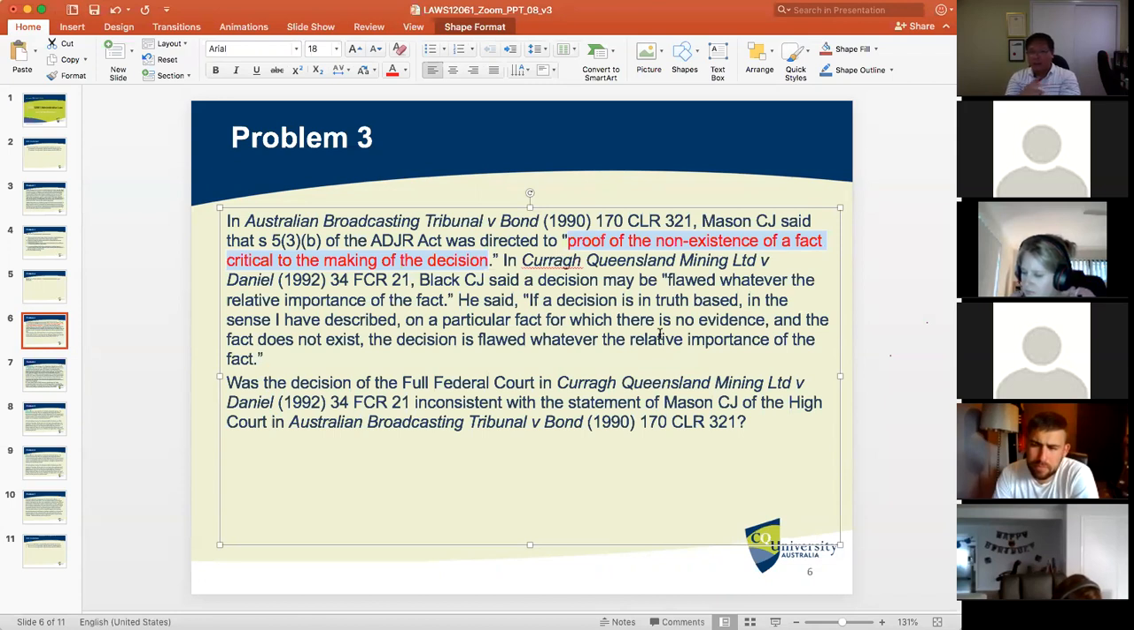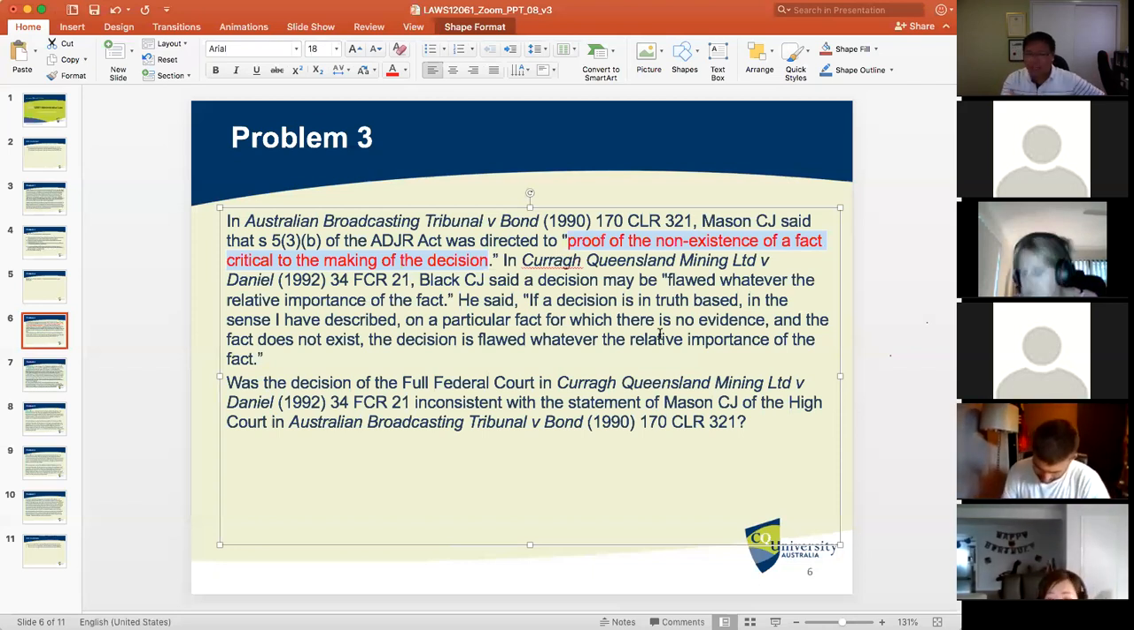If you look at the case of ADT versus Bond, and you look at Cara Queensland Mining Limited versus Daniel, and looking in particular at Section 5.3, it has to be a critical fact. In other words, the decision has to be based on that fact, and that fact actually did not exist. So if there had been a finding of fact, and there was in fact no evidence to support that finding of fact, but that finding of fact was not critical to the decision, you cannot argue that there is a ground for judicial review. Was that distinction clear?